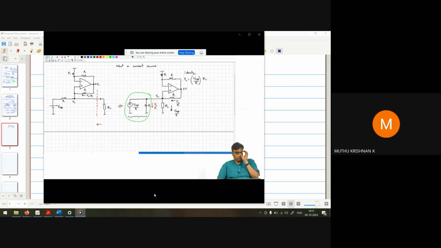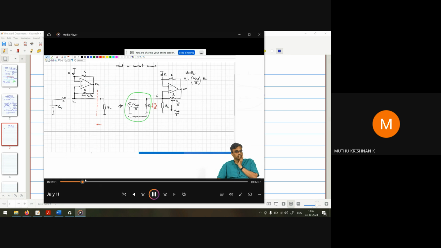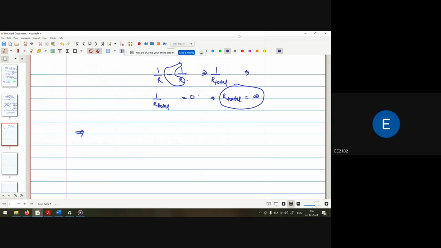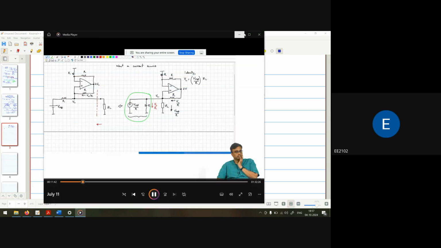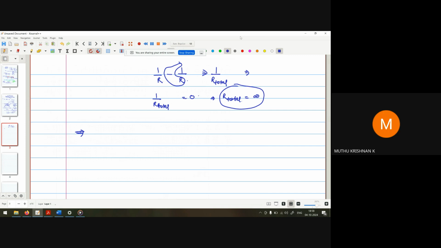The professor didn't go in depth on the negative resistance. Basically, the concept of negative resistance is that if I provide a resistance equal to zero, not exactly negative resistance, if I provide a short circuit, then the resistance value is zero, so 1 upon R plus 1 upon 0 is infinite.